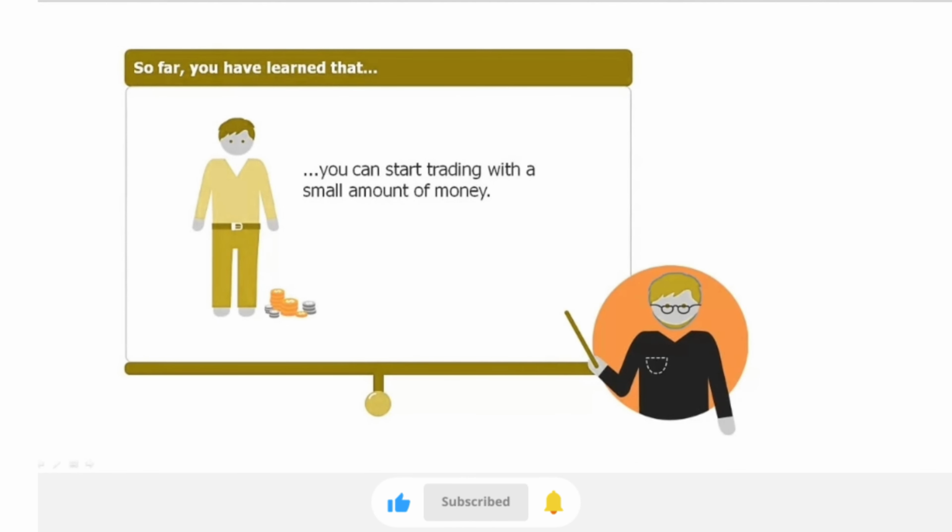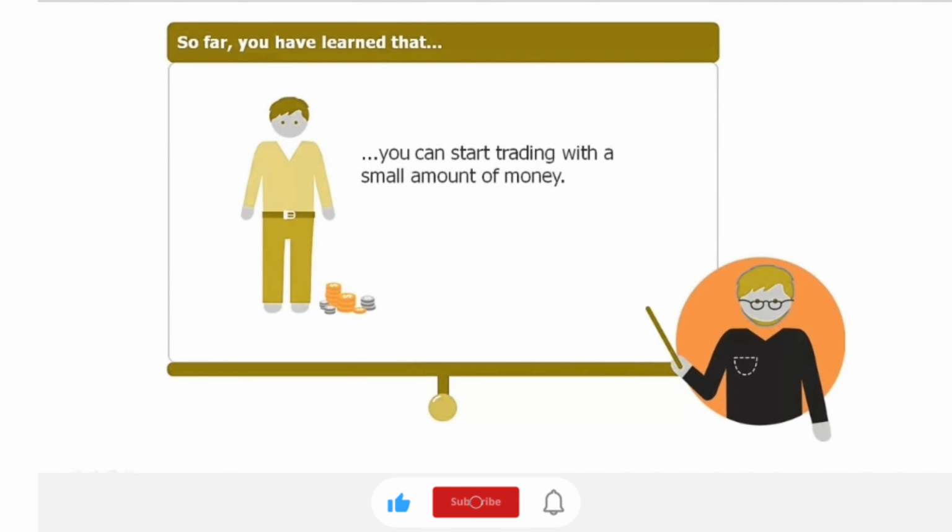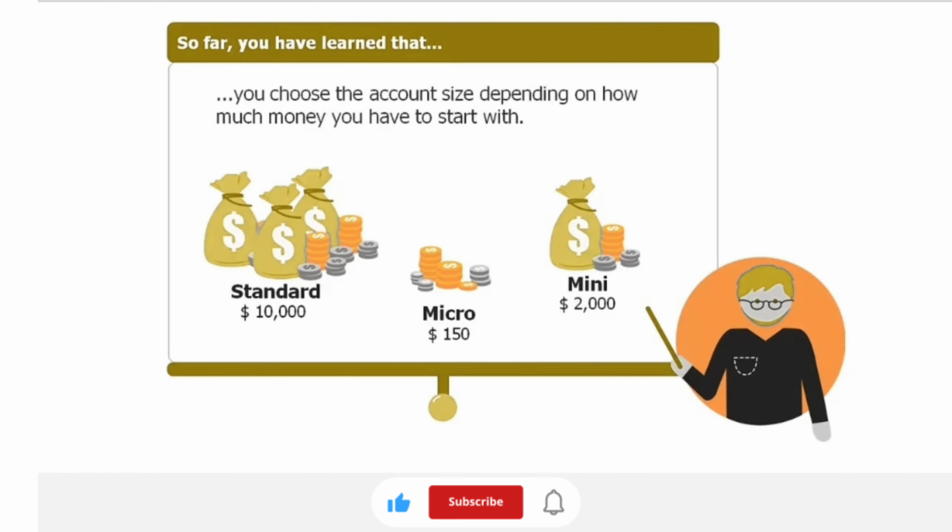So far, you have learned that you can start trading with a small amount of money. There are different types of lot sizes that you can trade. You choose the lot size depending on how much money you have to start with. To trade with standard lots, you ideally need $10,000. To trade with mini lots, you ideally need $2,000. And to trade with micro lots, you ideally need $150.